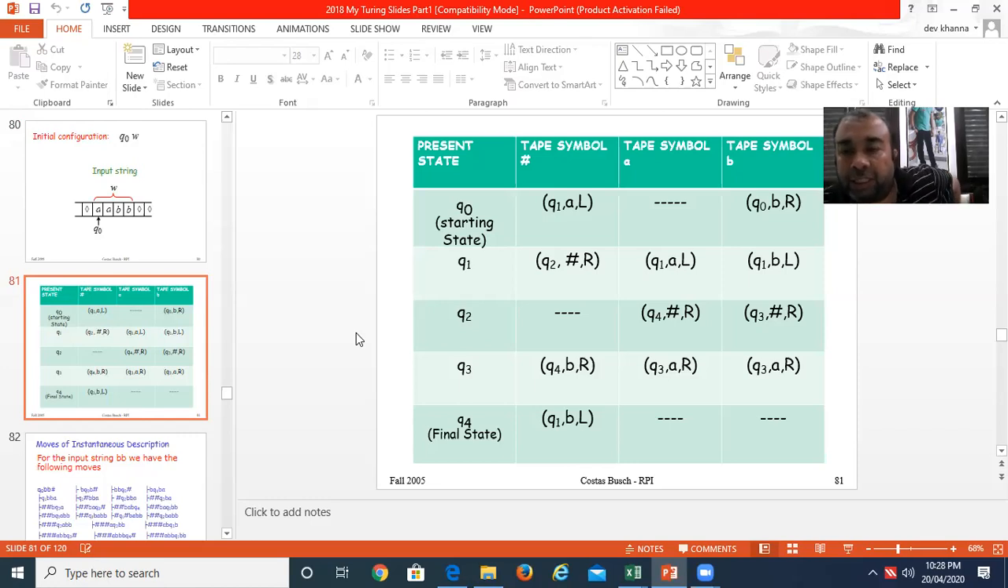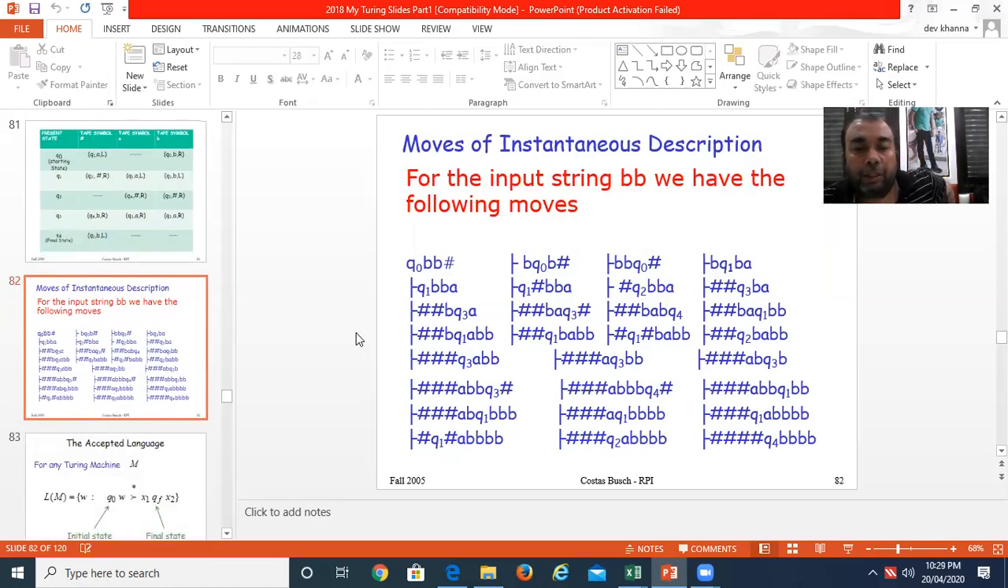I have discussed everything that needs to be discussed with you. Now let us take this example on slide number 82. Q0 B B hash. It means that before BB there must be an infinite number of hashes. Hash means blank, and the pointer is at the first B. After this first B, on the second cell there will be a second B, and on the third cell will be hash, fourth hash, fifth hash, sixth hash, and so on.